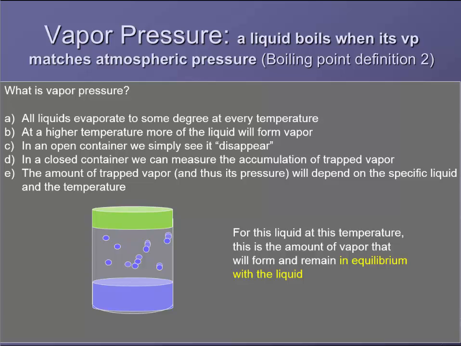So in this closed container, we can actually measure the accumulation of trapped vapor. And the amount of trapped vapor, and thus its pressure, is going to depend on the specific liquid and the temperature. This actually can lead us to another definition of boiling point. A second definition we have for boiling is that a liquid boils when its vapor pressure matches atmospheric pressure.